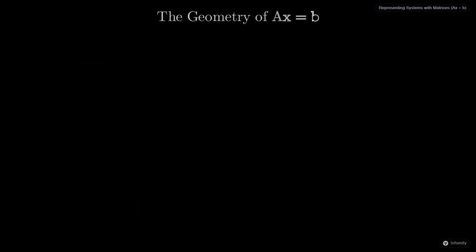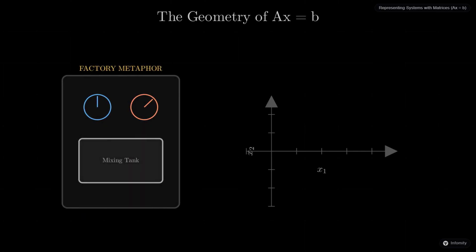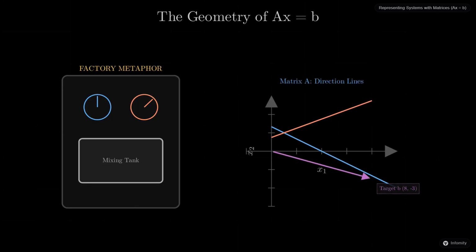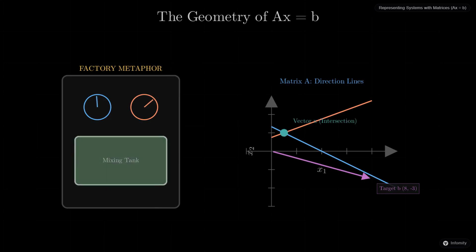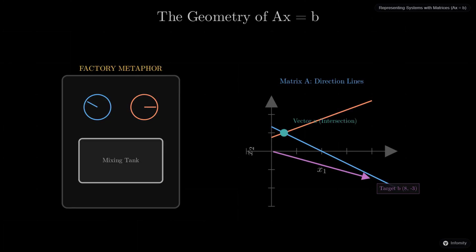Let's visualize these components in coordinate space. We start with a two-dimensional grid. Our factory metaphor maps to coordinates on this grid. Matrix A encodes the direction of our lines. Vector b is our target point, 8, minus 3. Let's slow down here because vector x is about to click into place. Vector x is the unknown intersection point. Our factory icon shows dials mapping to points. Solving means finding the vector x that hits vector b.